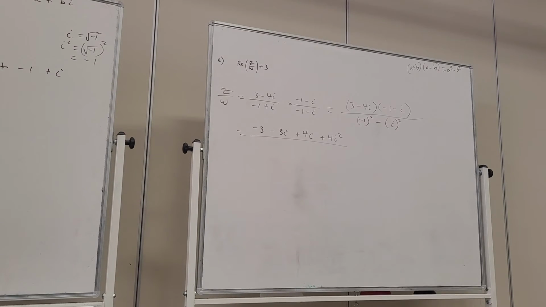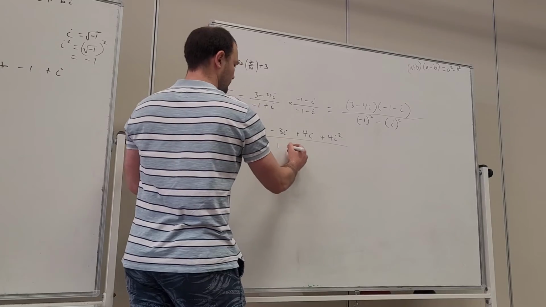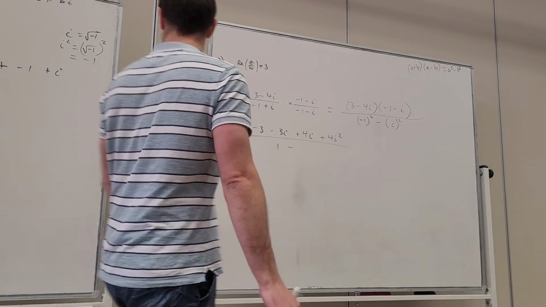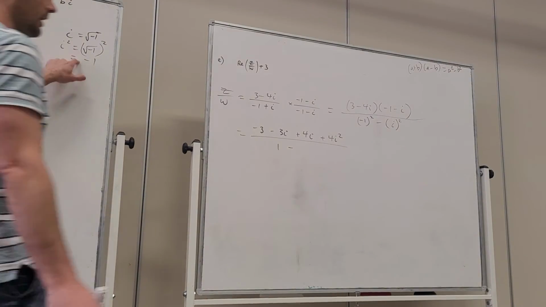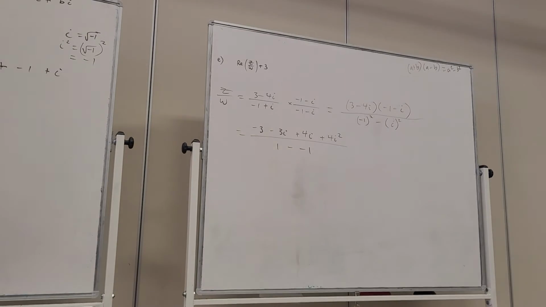And at the bottom, I've got minus 1 squared, which is positive 1. Take away i squared. What is i squared? Minus 1. Okay, i squared is always minus 1. So at the bottom we have 1 take minus 1.